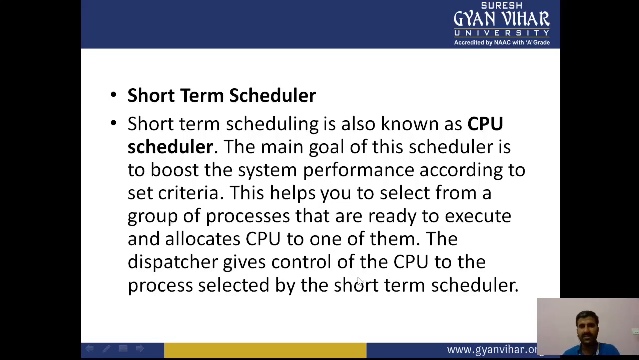The main goal of this scheduler is to boost the system performance according to a set of criteria. According to the criteria, it can select which process wants to be executed. This helps you to select from the group of processes that are ready to execute and allocate the CPU to one of them. The dispatcher gives control of the CPU to the process selected by the short-term scheduler.